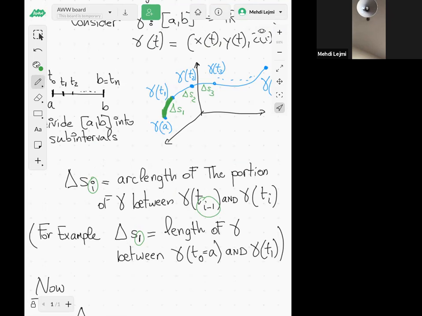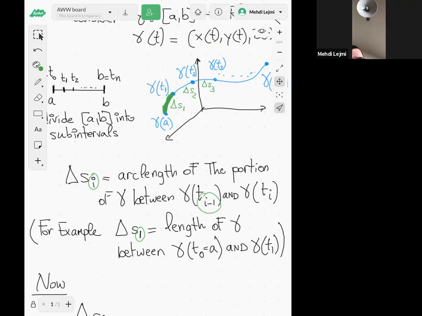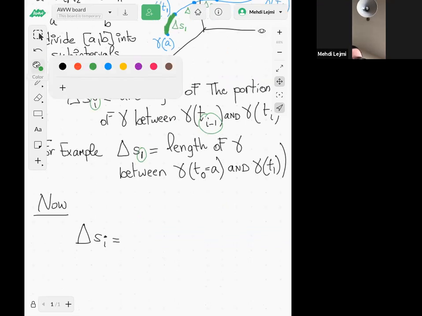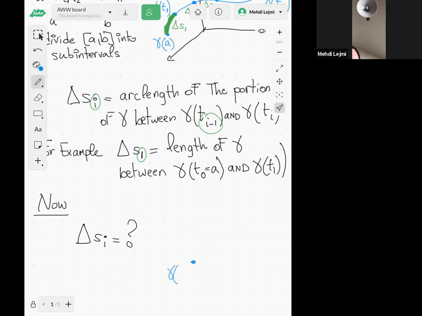Well, the idea is, of course, to try to approximate. Let me just explain here how this works. We're going to zoom in, and this is gamma of, let's say, T1. I want to measure this portion of gamma between these two points. The question is, what's the length of this portion? And it's not a straight line.